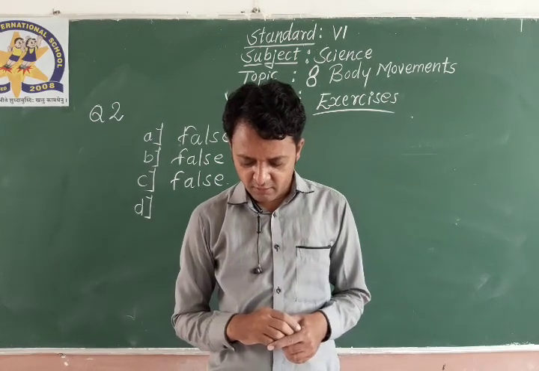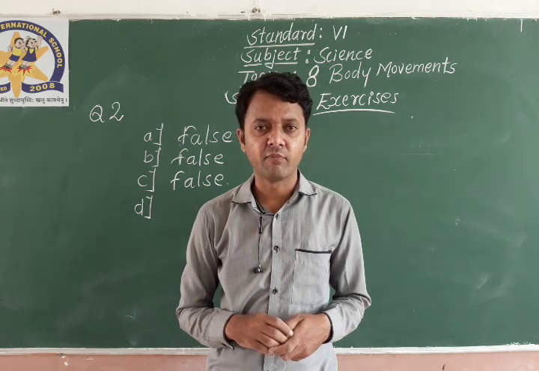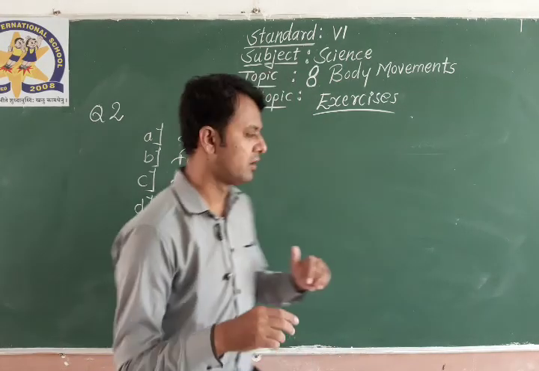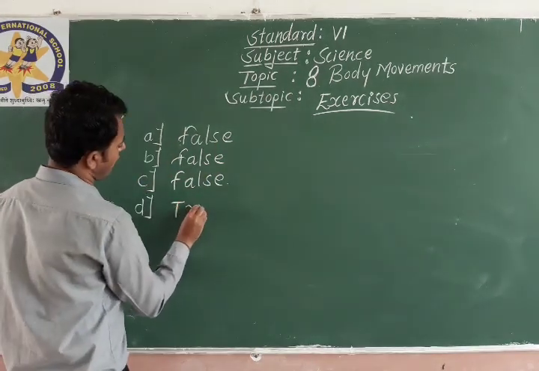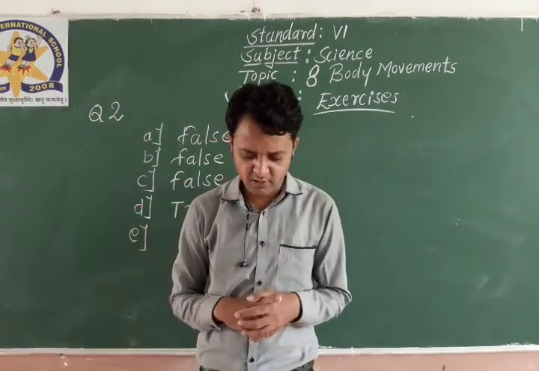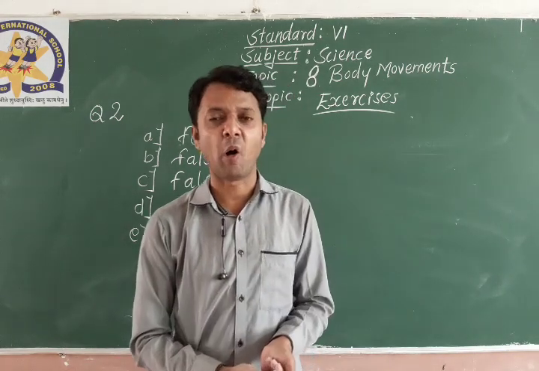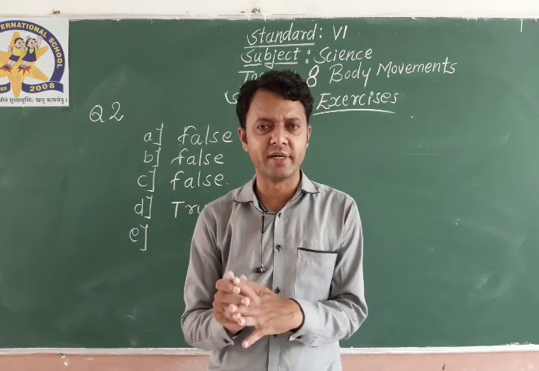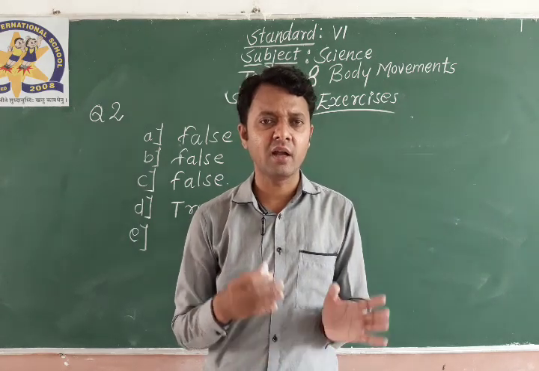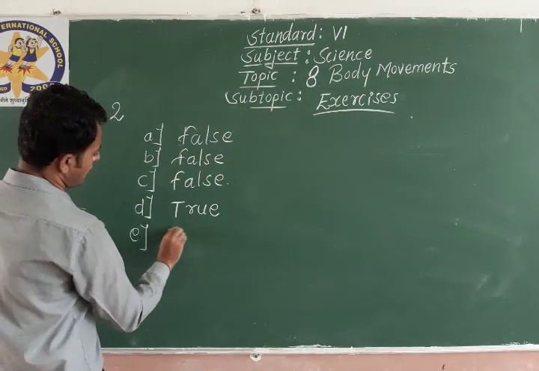D. The forearm has two bones. The forelimbs, the forearm has two bones. Yes, this statement is true. And E, the last one, cockroaches have an outer skeleton. Yes, we already discussed this when we discussed gaits of animals, cockroach. So the statement is true.